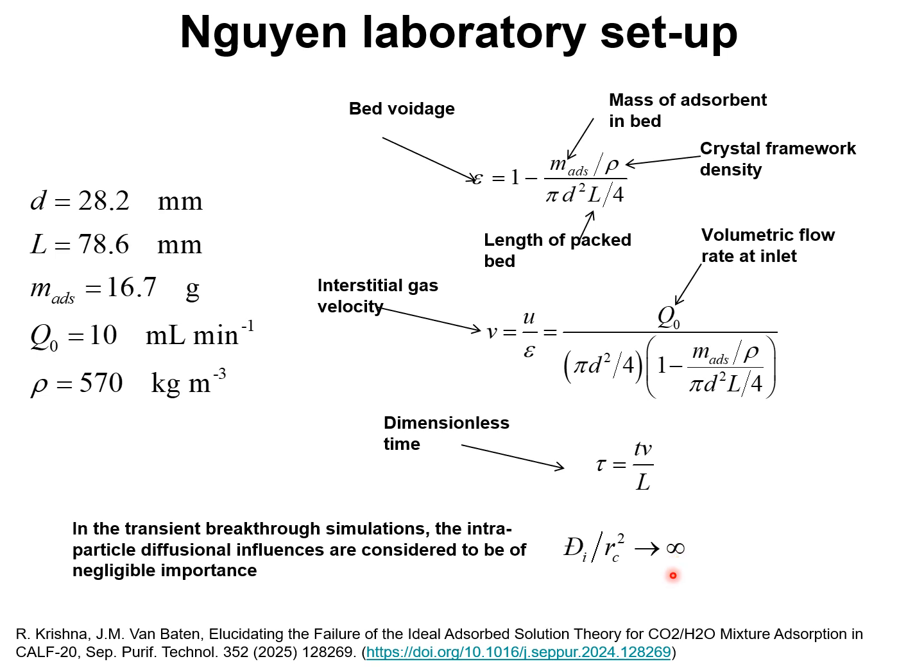The transient breakthrough simulations were carried out for two sets of assumptions, one in which the mixture adsorption equilibrium between the gas mixture at any position in the adsorber and the surface of the CAF20 composite is determinable from the real adsorbed solution theory or the ideal adsorbed solution theory, and the objective is to see what difference it makes in the transient breakthrough results.